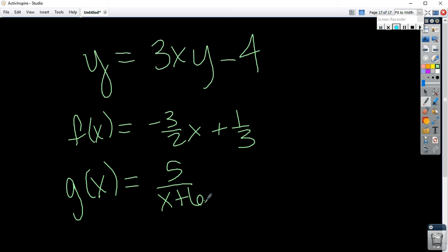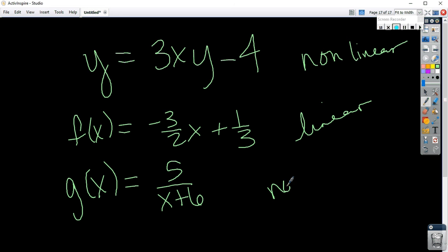Is it linear? It is or it isn't? I hear no. Defend your answer. It's in the denominator. If you see x in the denominator, that's automatically going to be some type of negative exponent somewhere. So it's nonlinear. Nonlinear. I guess I should write these on here. Linear because x is in the denominator? Exactly.